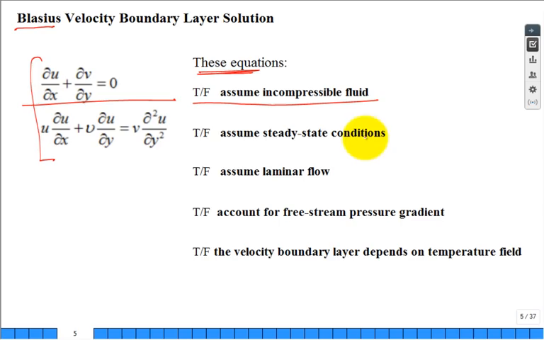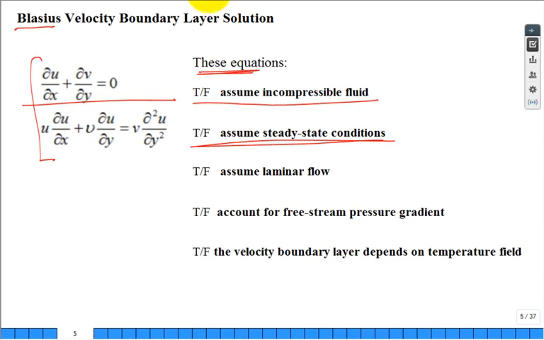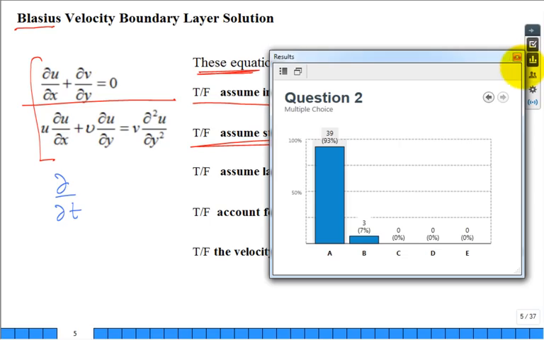Do these equations, as written, assume that the flow is steady state or not? So where in the equations is a partial with respect to time? When you see a partial with respect to time, that means something's changing with respect to time. But there's no partial with respect to time in these equations. It's only going to solve for the steady state velocity profile for an incompressible substance. So that's true.